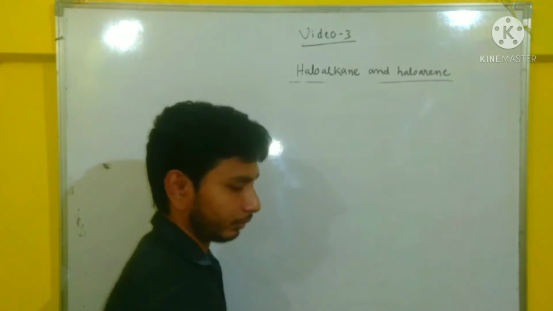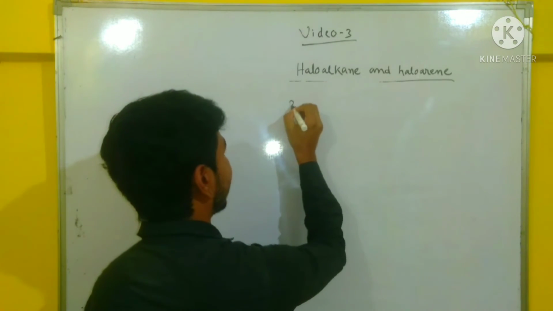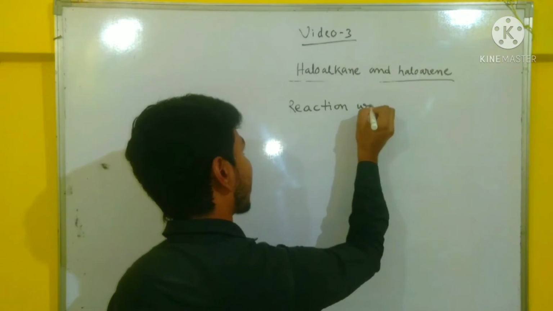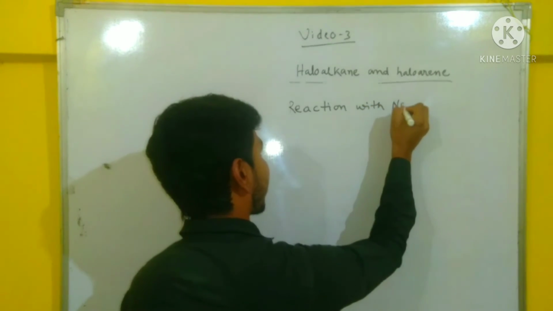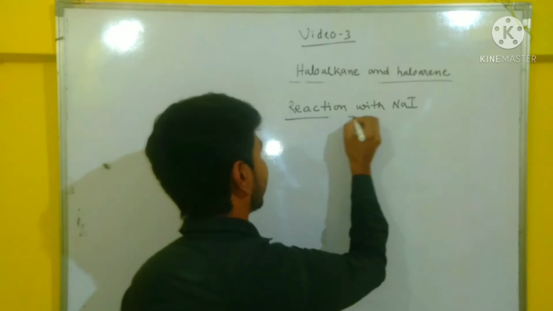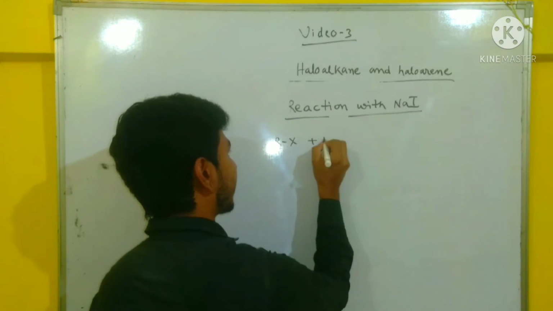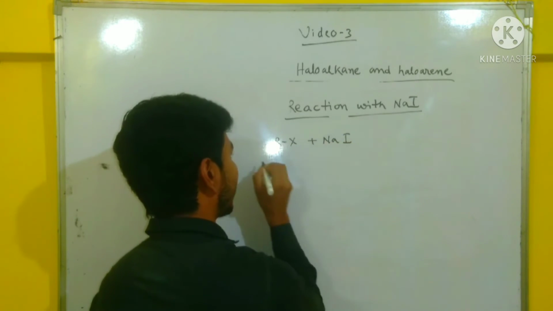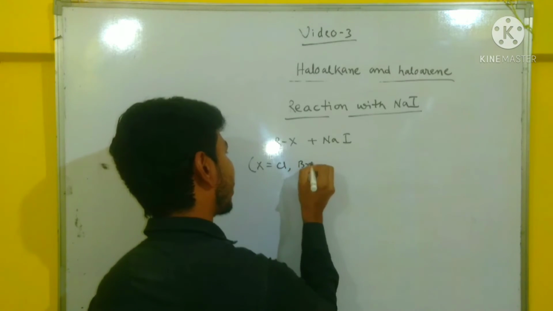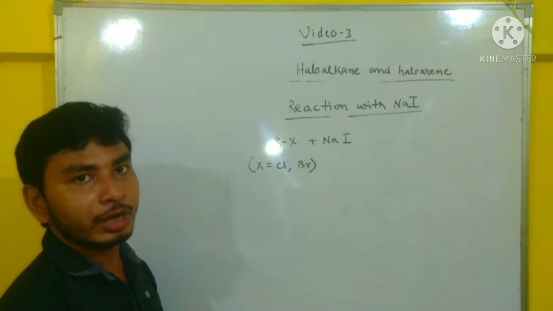NaI, sodium iodide. Reaction with NaI. So RX plus NaI. Here X equals chlorine or bromine.